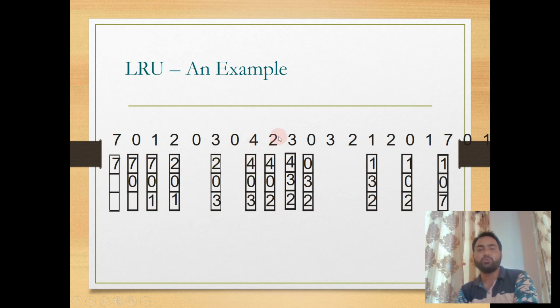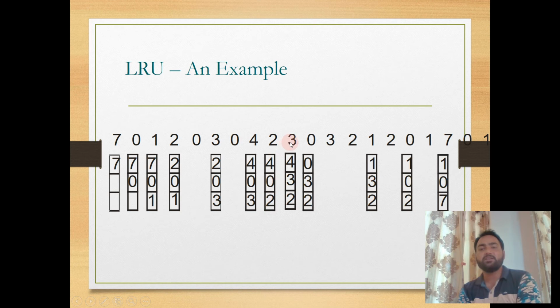Then comes 2. In the frame set, now pages are 4, 0, and 3. So we'll check: 4 is recently used, 0 is recently used, but 3 is the least recently used. So page 3 will be replaced with page 2.